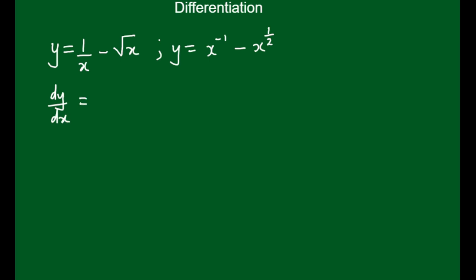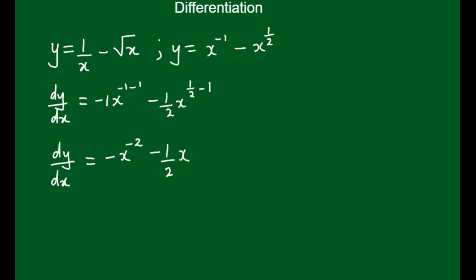As we said before, we are just going to bring down the power and subtract 1 from the powers. So dy dx is equal to negative x to the power of minus 1 minus 1, that's minus 2, minus half x to the power of half minus 1. Half minus 1, let me just punch that in my calculator. That's negative half. So here we are going to have negative half. So you can leave your answer like that, or you can write it in this form.